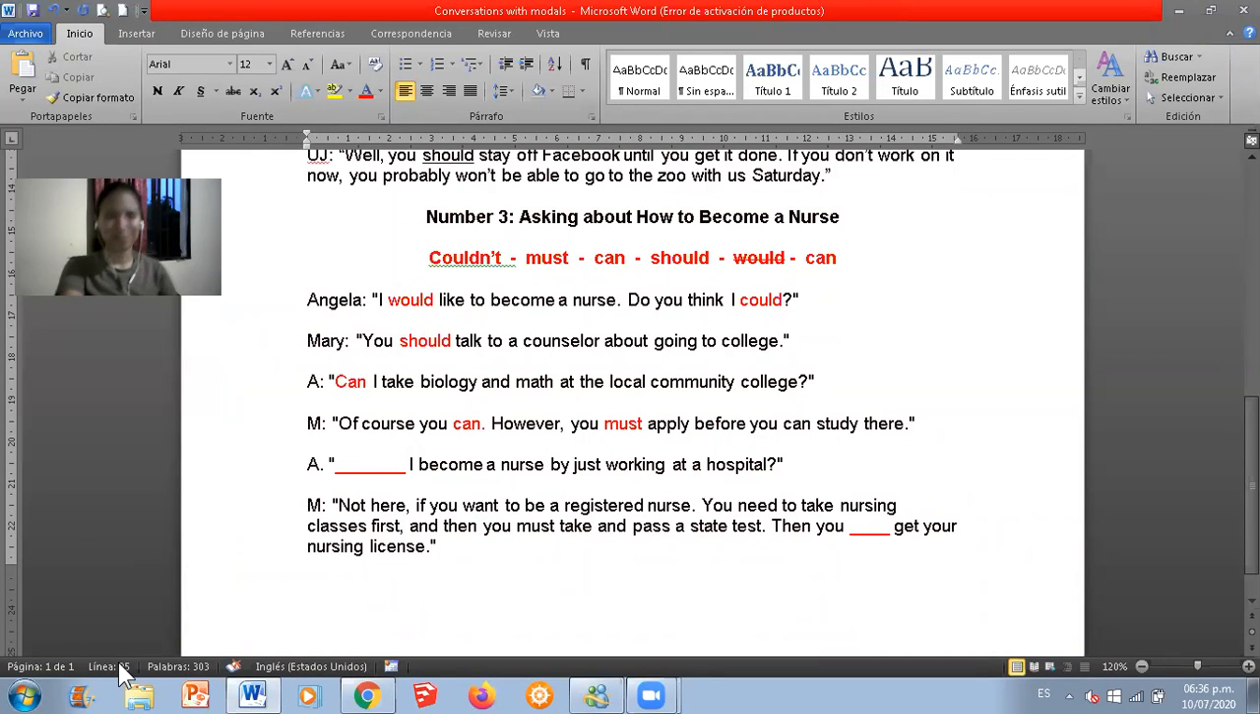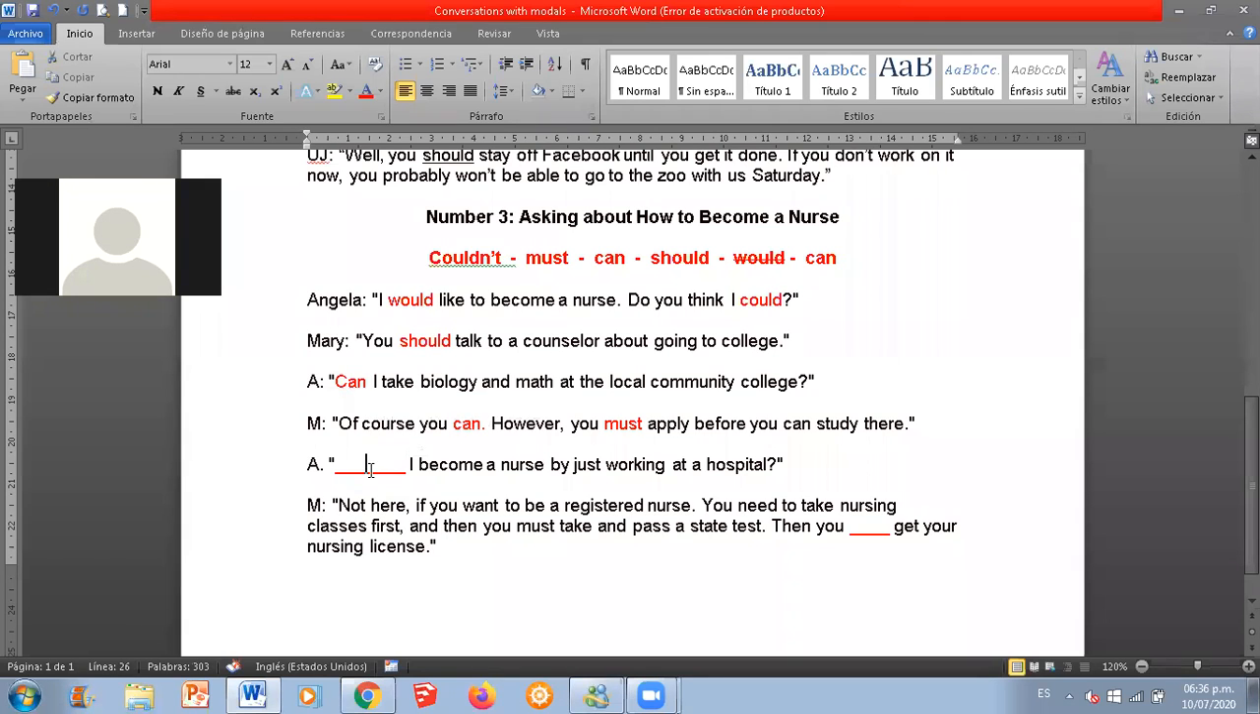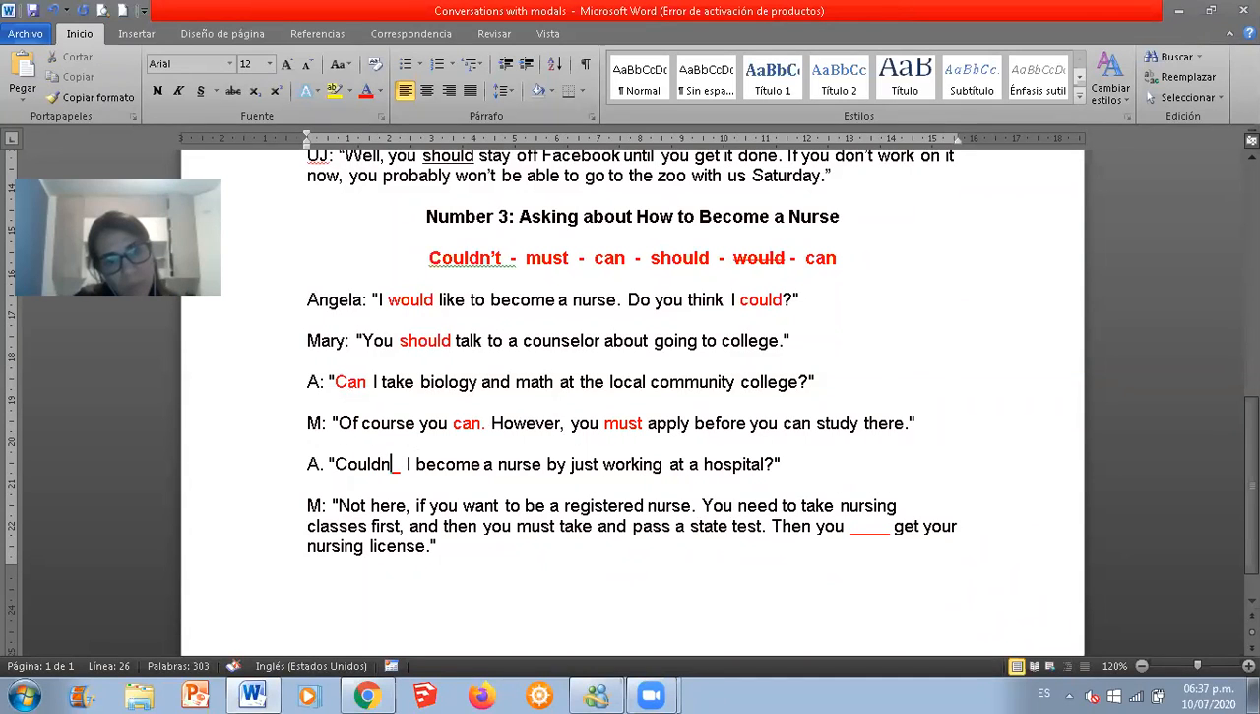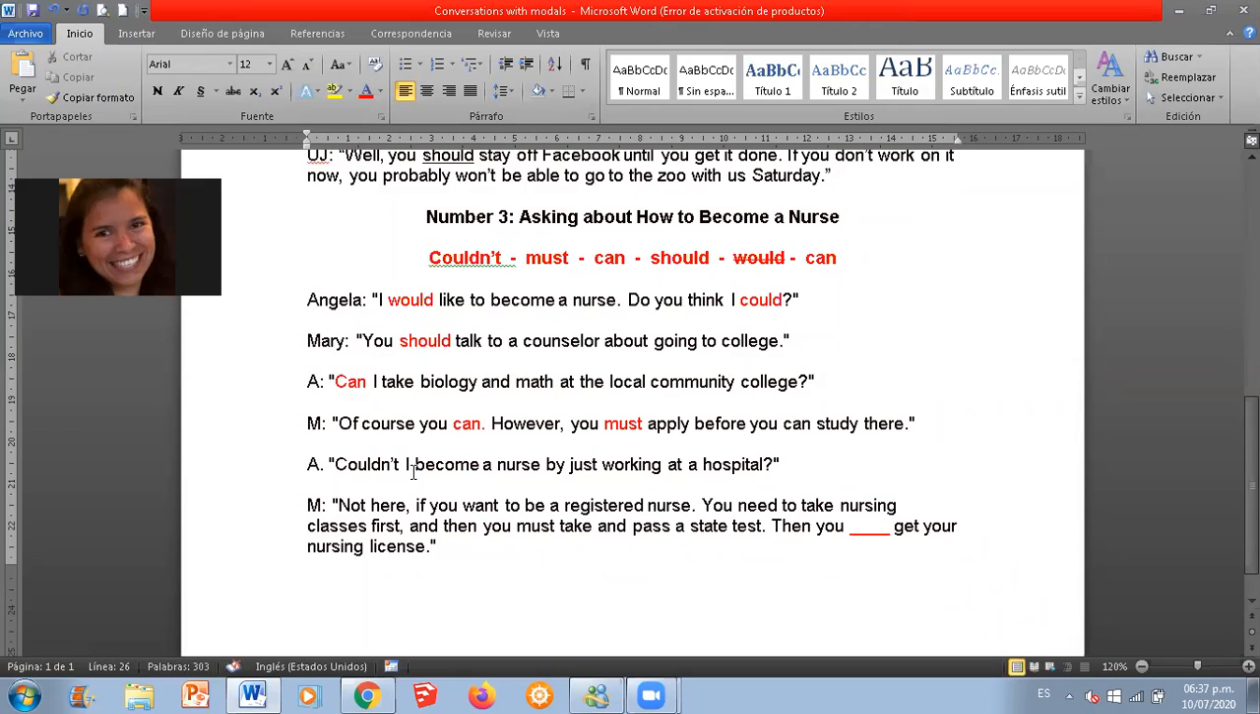Okay, very good. Next model. Can I become a nurse by just working at a hospital? Okay, so this is like, not if I can, ability. It is more like probabilities. Couldn't I become a nurse by just working at a hospital?